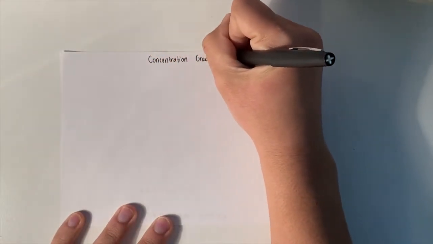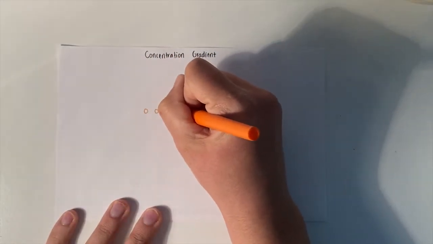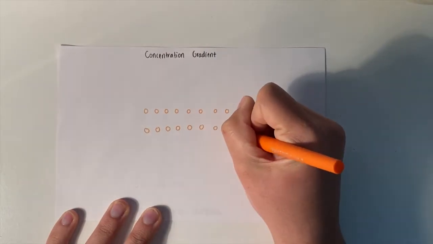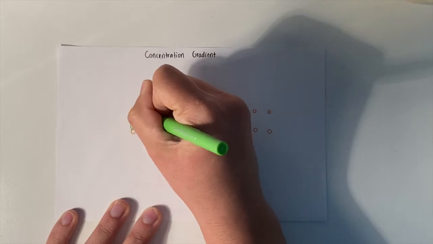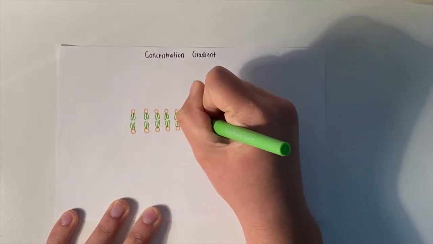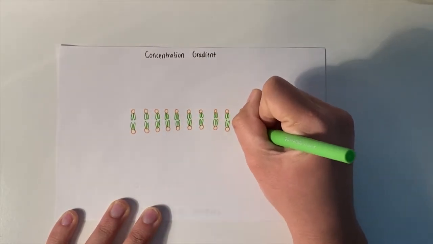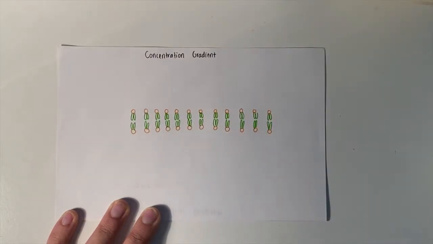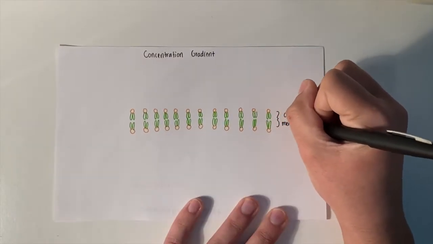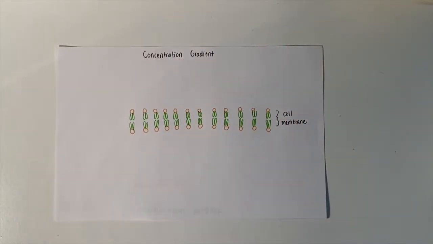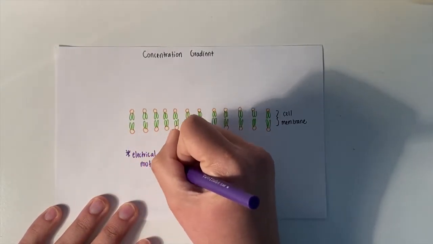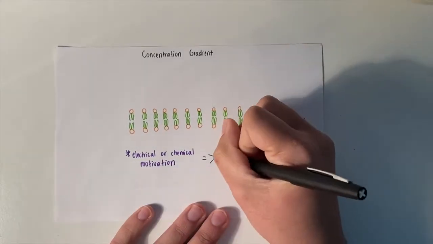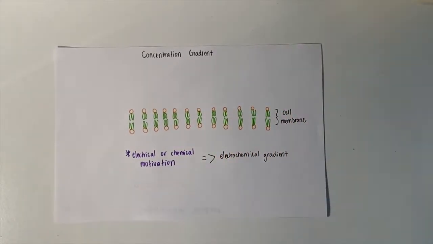To understand how transporters and channels work, we have to know what a concentration gradient is. A concentration gradient means that the concentration on the outside of the cell is different than the concentration on the inside of the cell. This makes it so that molecules want to move in and out of the cell to reach equilibrium. The molecules can be motivated either electrically or chemically. This is called an electrochemical gradient.